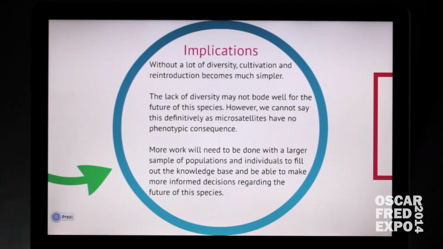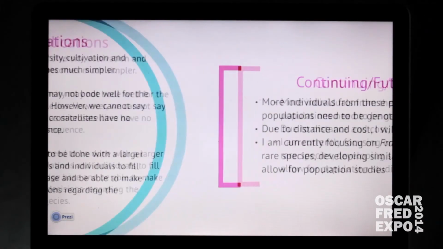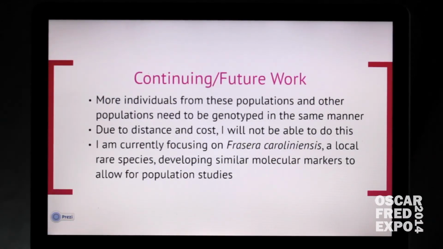More work certainly needs to be done with a larger sample of populations, but unfortunately, due to distance and cost, I will not be able to do this. I'm currently focusing on Frasera caroliniensis, which is a local rare species, to develop similar molecular markers for population studies using rapid SCAR analysis.